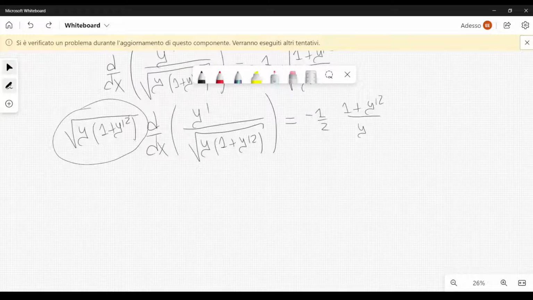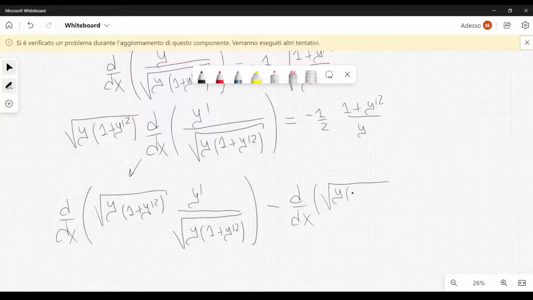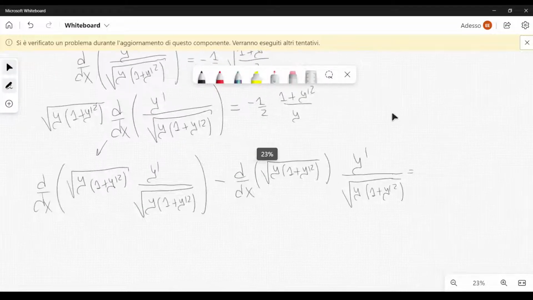Now, why did I multiply by this term? Because it will simplify the calculation of this derivative, because this can be rewritten as the derivative with respect to x of square root of y times 1 plus y prime squared, times y prime divided by the square root of y times 1 plus y prime squared, minus the derivative with respect to x of square root of y times 1 plus y prime squared, times y prime over square root of y times 1 plus y prime squared, and this is equal to minus 1/2 times 1 plus y prime squared divided by y, like this.